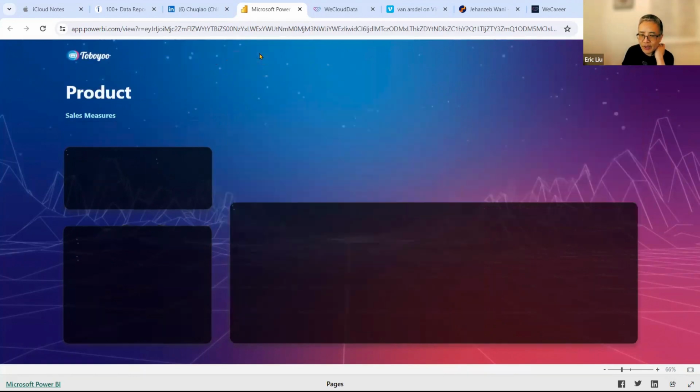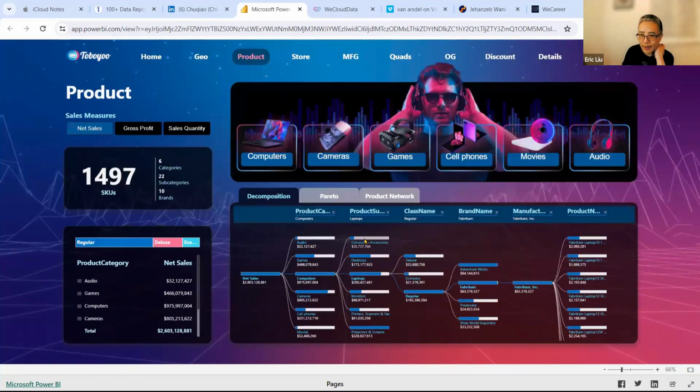So if I go to product, you can see the design is still very consistent. It looks different, but consistent. And the same 3 measures, but at a different level of the product hierarchy. So this is a decomposition tree to show you which product or which product category contributes the most to the net sales. And once again, if you switch to gross profit, this will become gross profit, right?